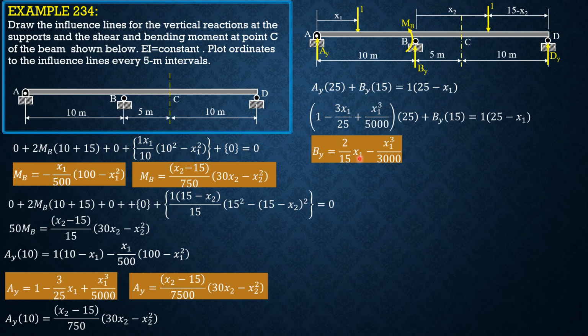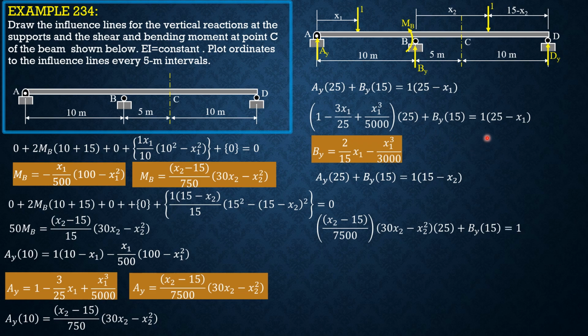Next is the same equation, and the unit load is now this one. So its moment arm about this is 15 minus x2, and summation of moment at D equals 0. So AY times 25 plus BY times 15 equals 1 times quantity 15 minus x2. Substitute again AY in terms of x2, which is this. So x2 minus 15 over 7,500 times 30 x2 minus x2 square, times 25, plus BY times 15 equals 1 times 15 minus x2.